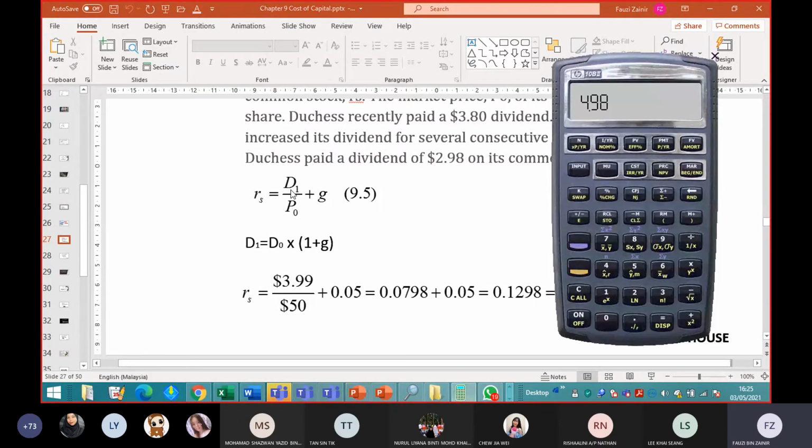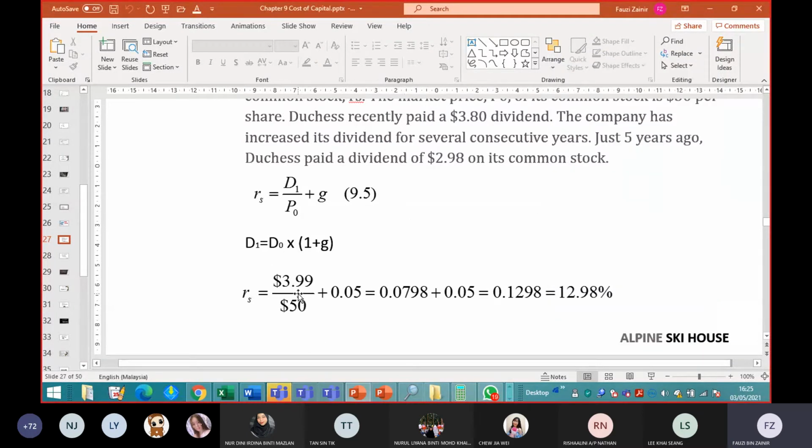Then we have to know what our D1 is. We know that the company recently paid around $3.80, so 3.8 times 1 plus G, which is 1.05, gives roughly $3.99 here. So the required return to issue common stock equity, if you plug all these numbers together, is 12.98%.